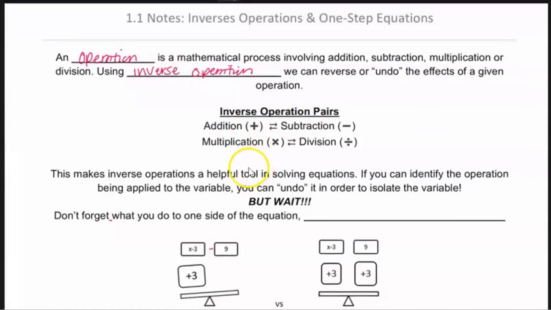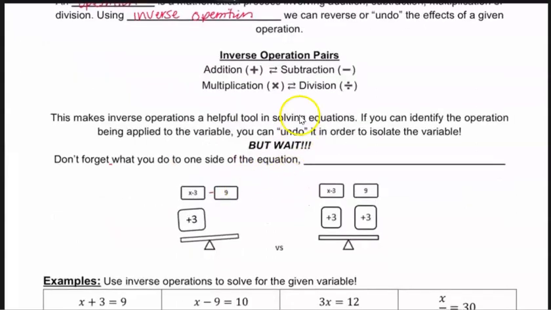Now, we need inverse operations because they help us in solving equations when we're solving for x. If you can identify the operation being applied to a variable, you can undo it in order to isolate the variable or get the variable by itself. Now that's all well and good, but wait, don't forget, when you're using inverse operations, what you do to one side of the equation, you must do to the other.